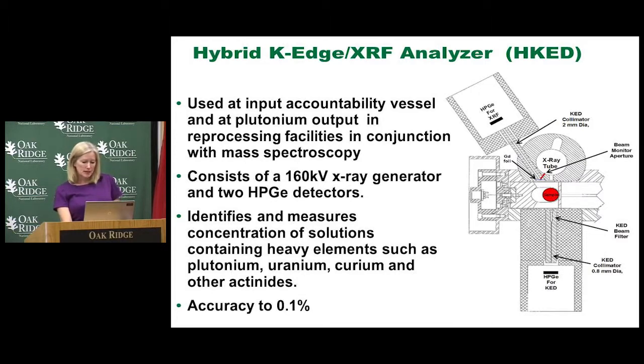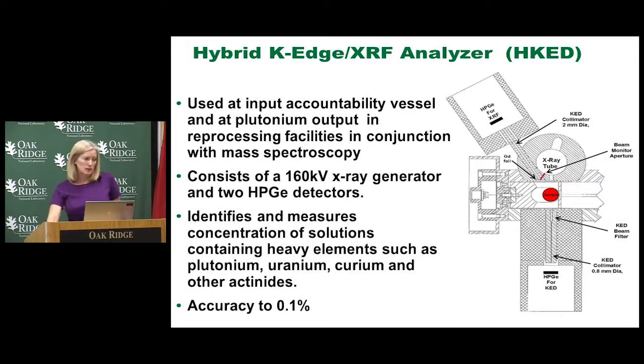So the hybrid K-edge consists of a 160 kilovolt X-ray generator, and you can see the X-ray tube is right here, and two high purity germanium detectors. One here. Here's your sample in red, and another high purity germanium detector here. And what it does is it identifies and measures concentrations of solutions containing heavy elements.